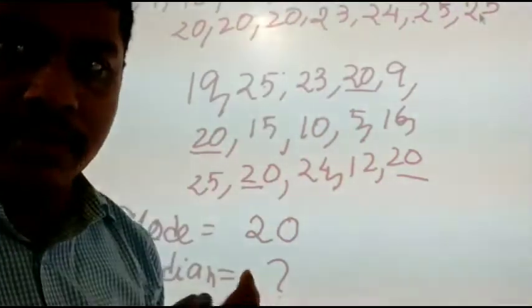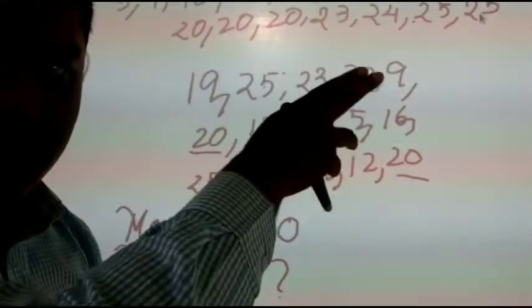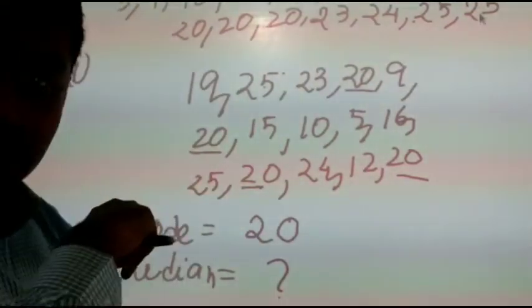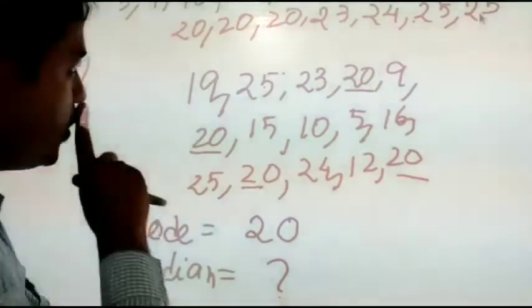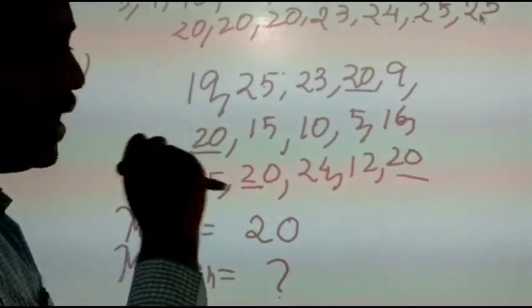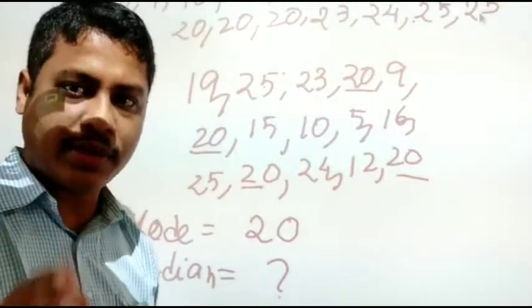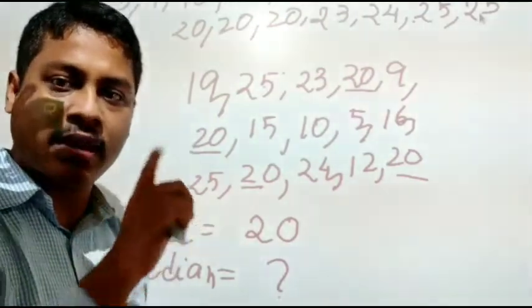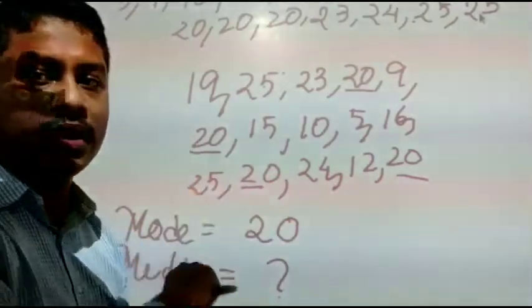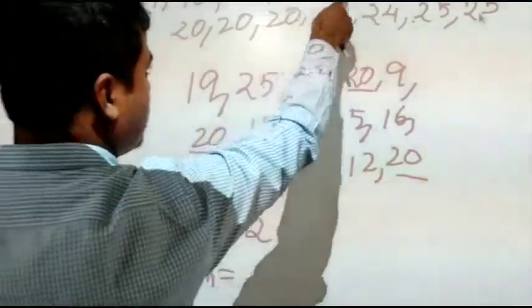So we have taken the numbers serially, that is, written in ascending order. Now we need to find out the median. For finding the median, we have to see which one is the middle value. Since there are a total of 15 numbers, there should be 7 numbers on the right hand side and 7 numbers on the left hand side. So 1, 2, 3, 4, 5, 6, 7.